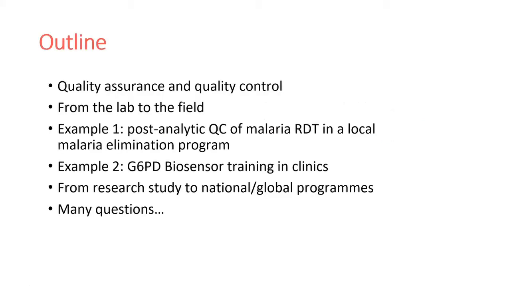So the outline of my presentation: I'll give a definition of quality assurance and quality control, and then I'll give a couple of examples of how this can work when we move from lab to the field. And then I'll have more questions about when we move from research study to a bigger program. Next.